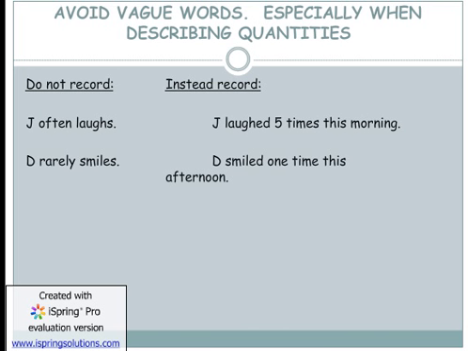For example, do not record J often laughs. Instead, count the number of times J laughs and record that. J laughed 5 times this morning. Instead of recording D rarely smiles, you should record D smiled 1 time this afternoon.